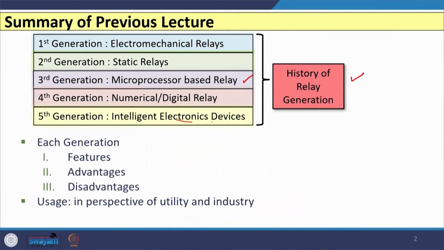And then finally, we discussed the intelligent electronic devices, which are the latest generation of relays and widely used by utilities as well as industries. We discussed in IEDs, the intelligent electronic device type of relay, what the perspective of the utility as well as industry is when such relays are used in actual field and practice.